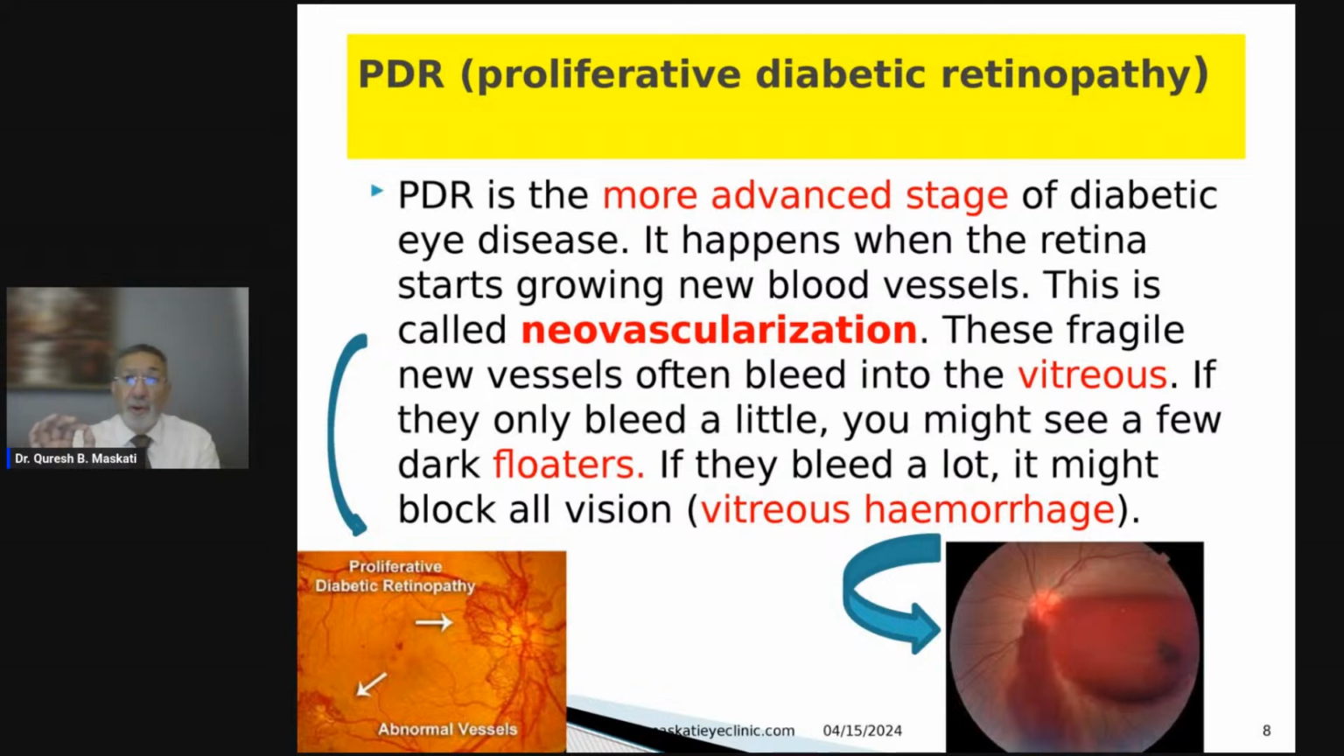If the blood goes into the vitreous, you get what is called a vitreous hemorrhage. As you can see in the other picture, this is a vitreous hemorrhage. If there are few hemorrhagic spots, you might see them as just dark floaters. But if they bleed a lot, they obscure the field of vision, and there'll be a sudden or gradual blackout of the field of vision because of vitreous hemorrhage.